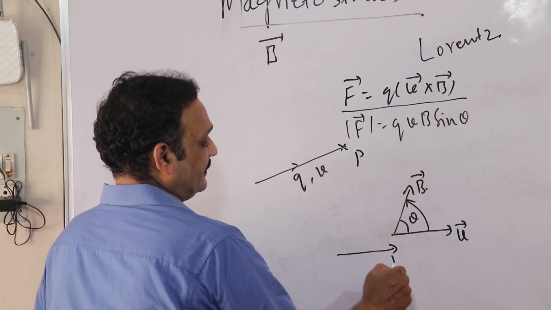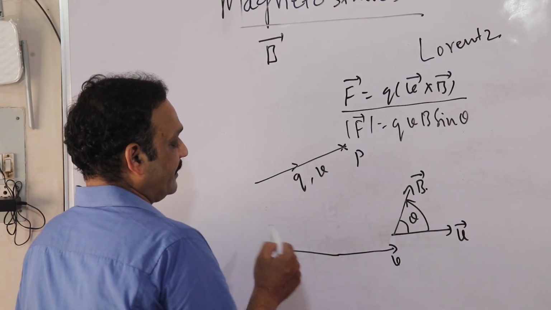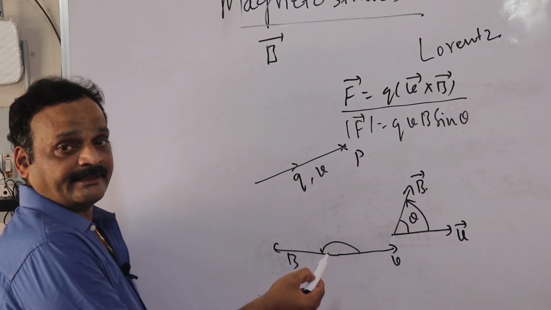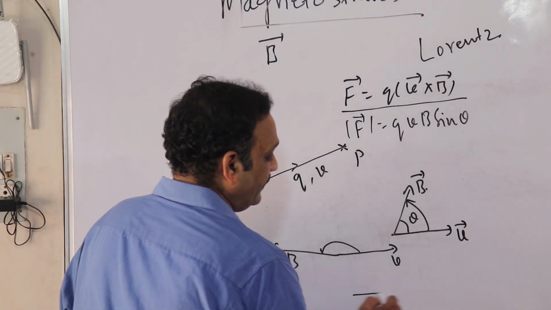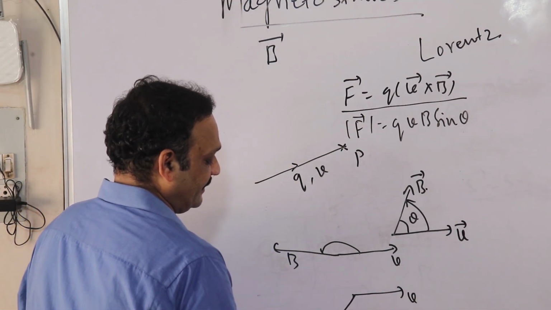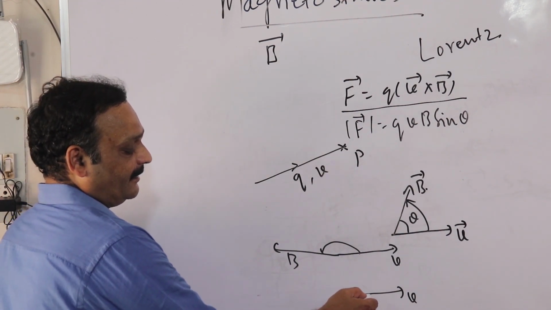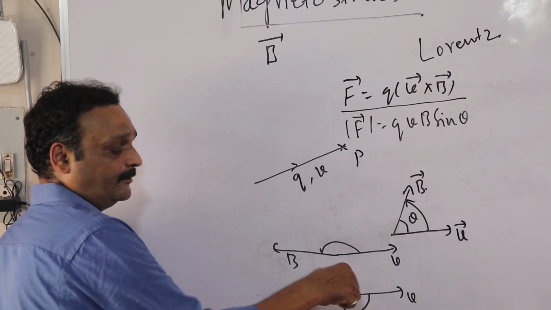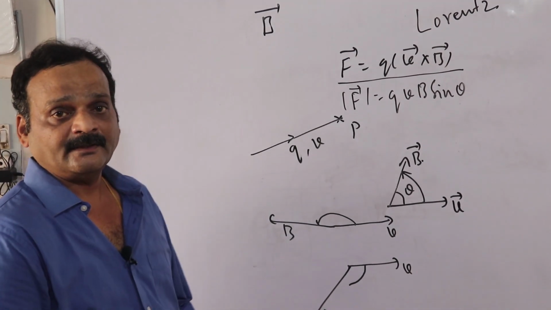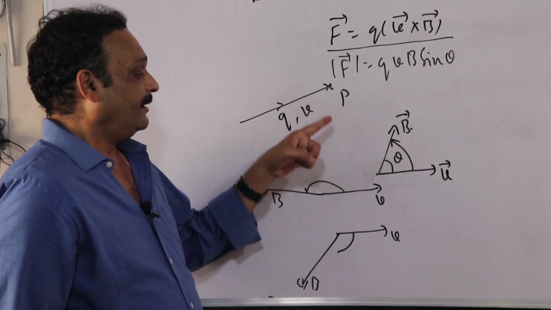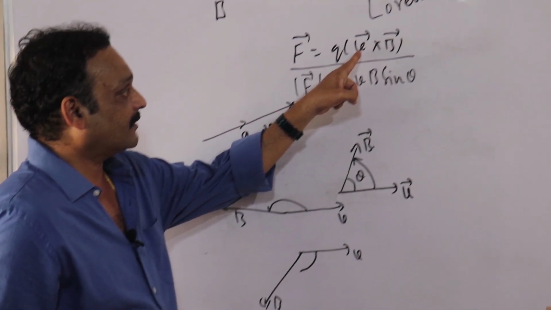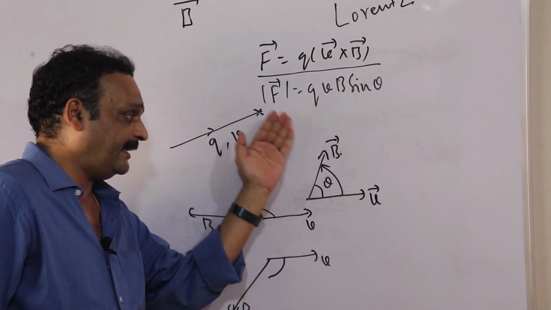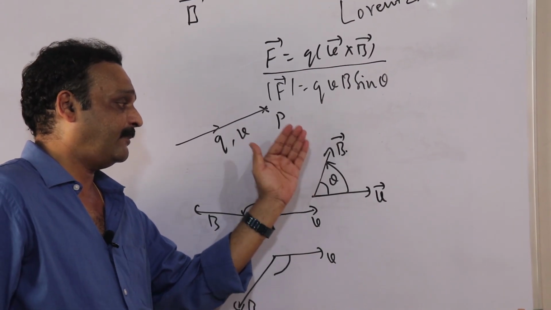Suppose v is like this and B is like this. Closing your right hand four fingers like this, the resultant will again be pointing out of the board. If v is like this and B is like this, the smaller angle will be like this, and if you close your right hand four fingers from v to B, the thumb will be pointing into the board, so the resultant points into the board. So the resultant of the cross product of two vectors is always perpendicular to both the vectors, or to the entire plane containing v and B.